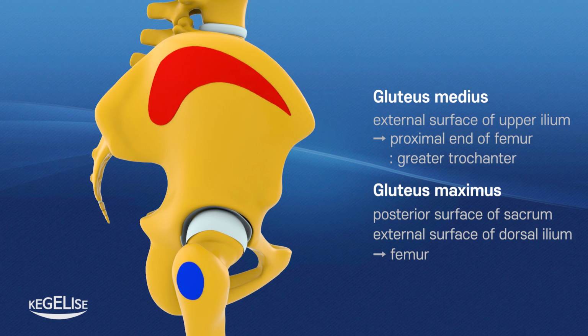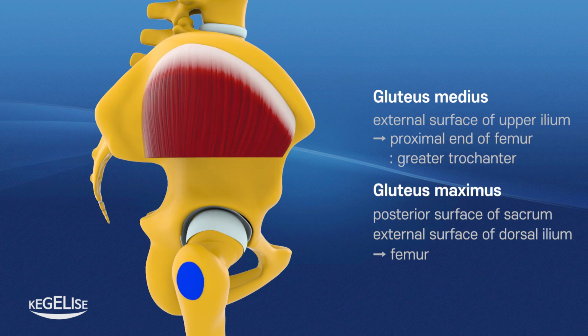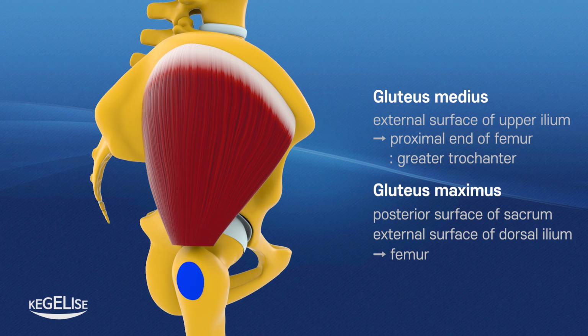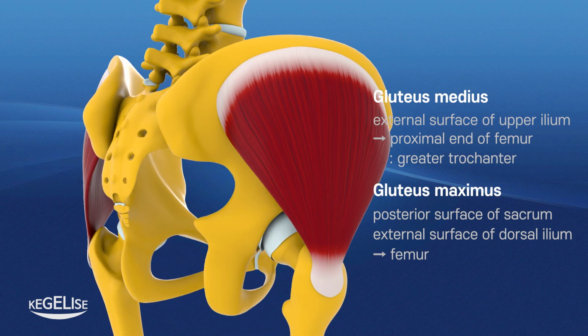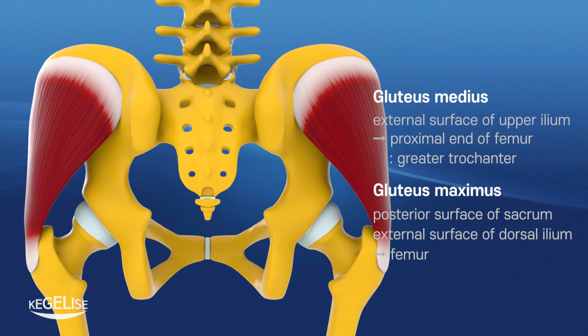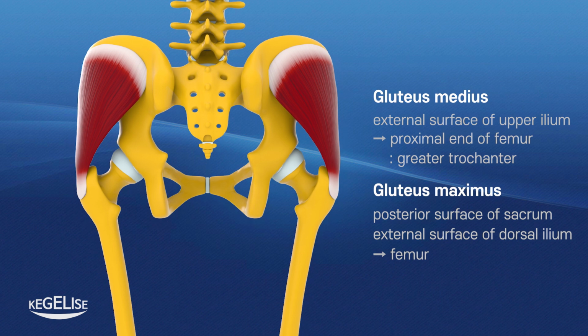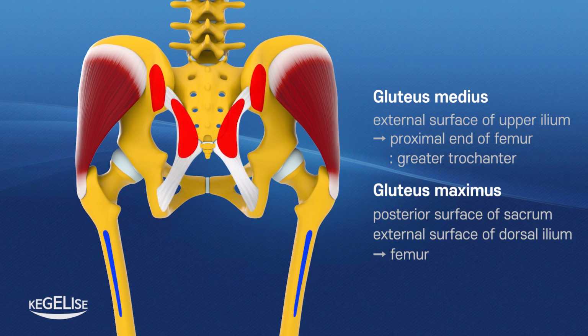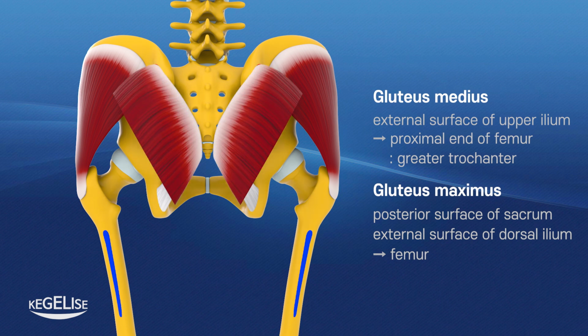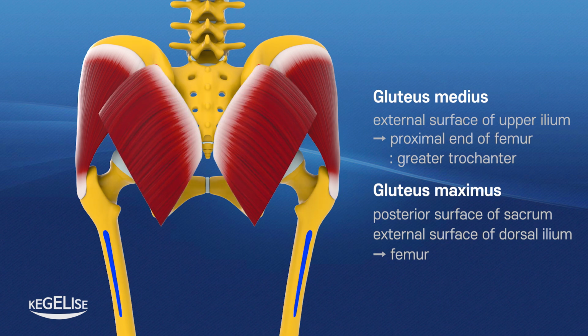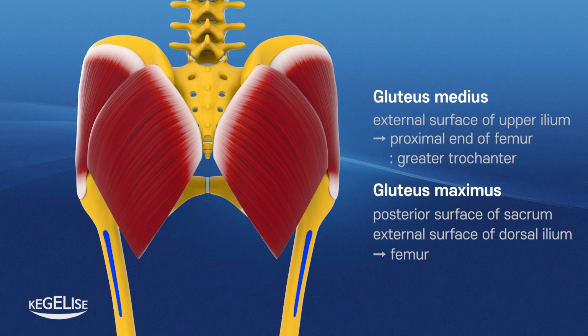The gluteus medius muscle originates from the external surface of the upper ilium and inserts into the greater trochanter of the femur. It plays a role in hip bone counternutation. The gluteus maximus muscle originates from the posterior surface of the sacrum and external surface of the dorsal ilium, and inserts into the femur. It plays a role in sacral counternutation.